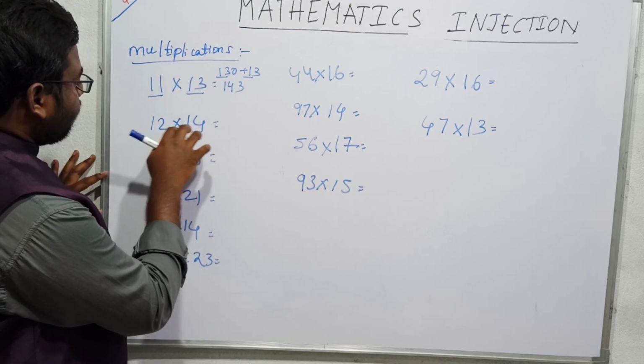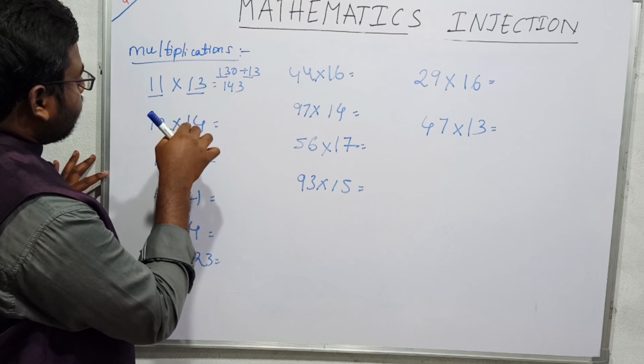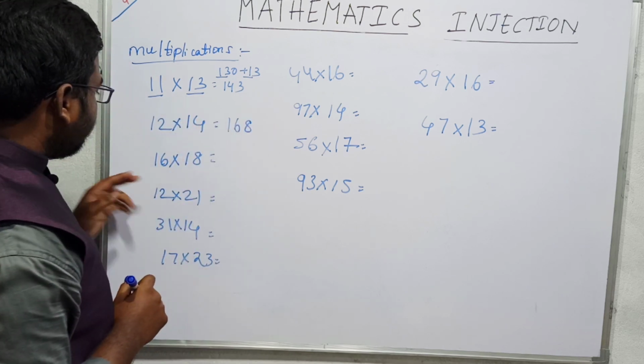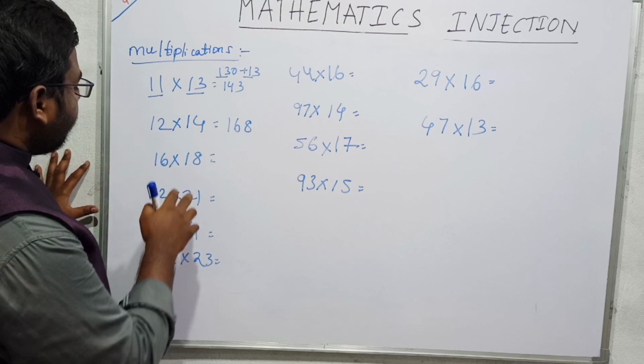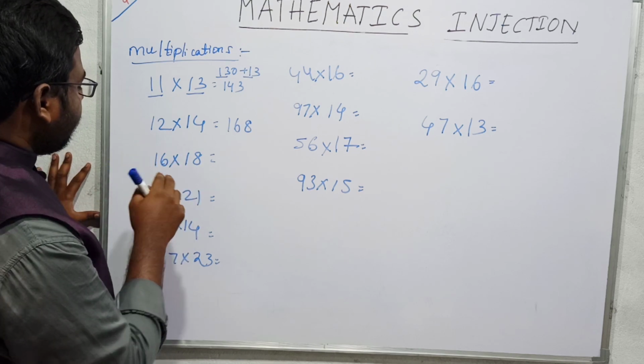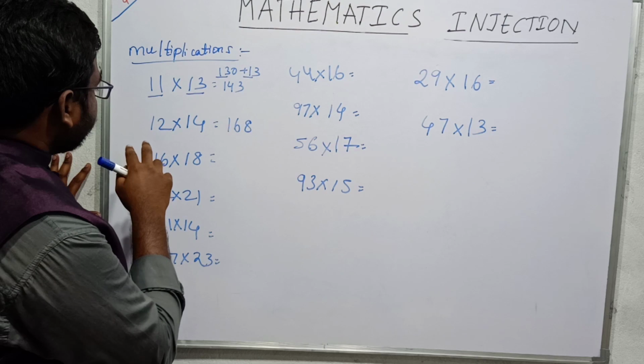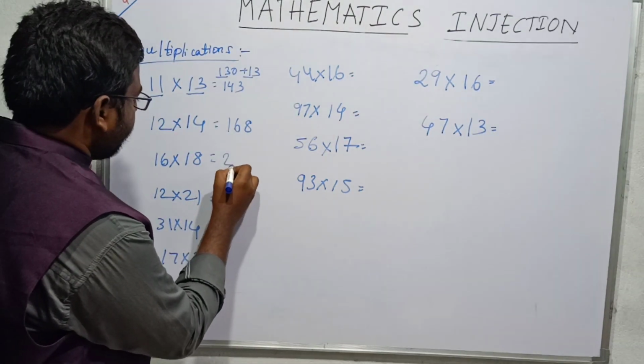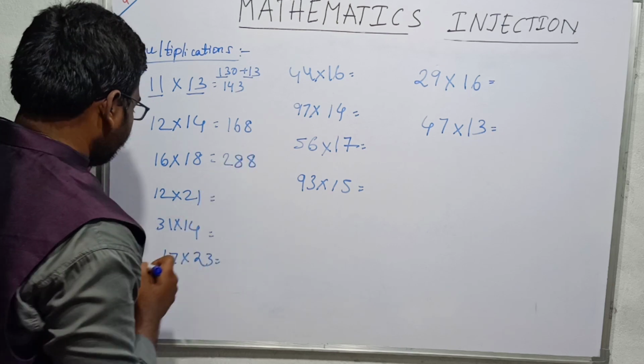14 ones are 14, 14 twos are 28. 14 plus 2 is 16, and 8 will be the unit digit. 18 into 16. 18 ones are 18, 18 6s are 108. 108, the 10 in 108 is added to 18. This is 28, and this is 8.